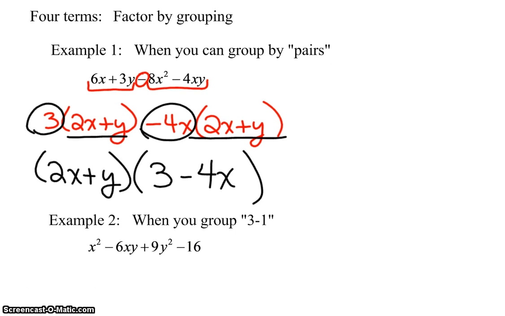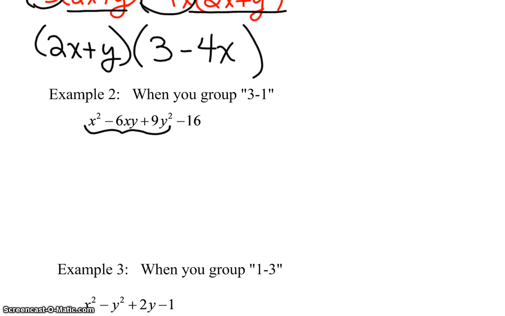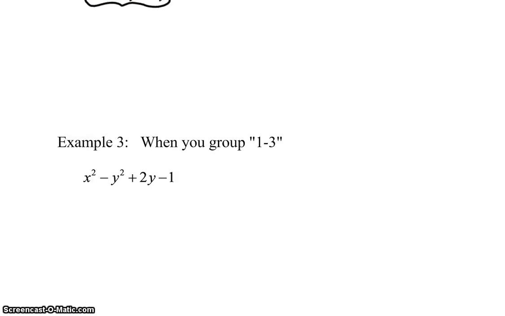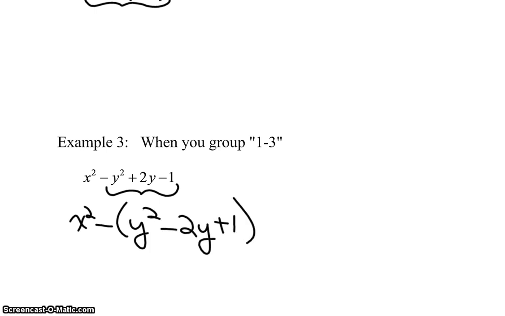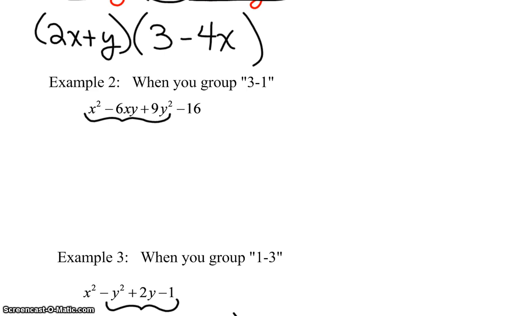Our next situation is one where we would group it in 3 and 1. And this is the situation where you're looking for a perfect square trinomial. If you look at the first pair, it is a perfect square. Look at example 3. In example 3, the second 3 is a perfect square trinomial. But because of this minus sign, you have to be really careful. That's like x squared minus the quantity of y squared minus 2y plus 1. Typically, if you have to group this way, what you're looking for is a perfect square trinomial followed by a difference of 2 squares. So here we go with this one very quickly, and I'll leave you example 3 to finish on your own.